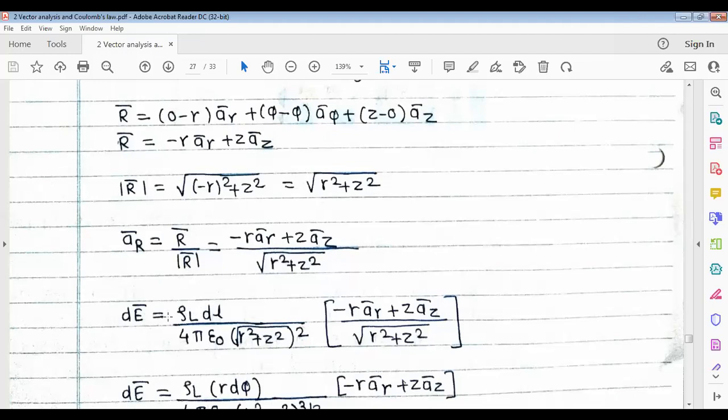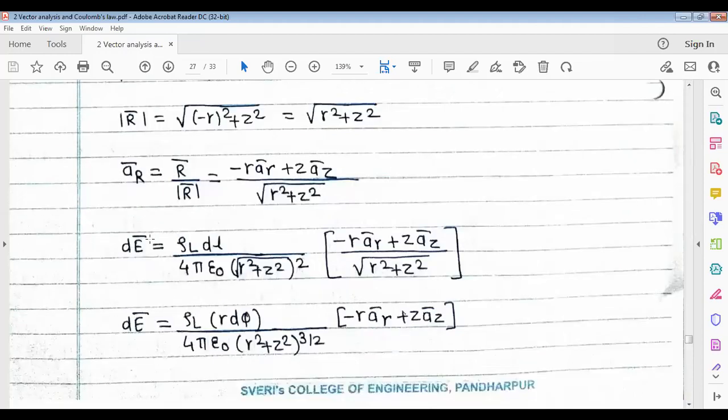Put here only. Now put all these values in equation of E bar, as we are finding the differential electric field intensity dE bar, which is equal to rho L dl. We'll put the value here again. This dl divided by 4 pi epsilon 0 square root of r square plus z square, and it is squared because this is your r, and here this is showing your unit vector a bar r. Now just solve this equation. So dE bar is equal to rho L into your dl.